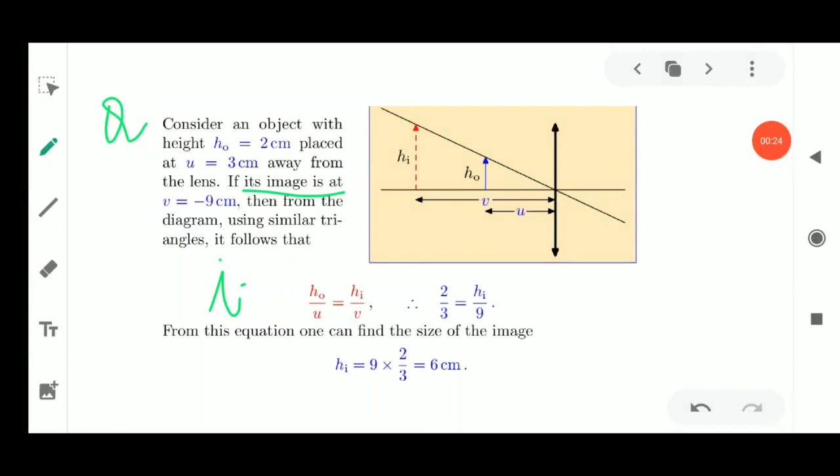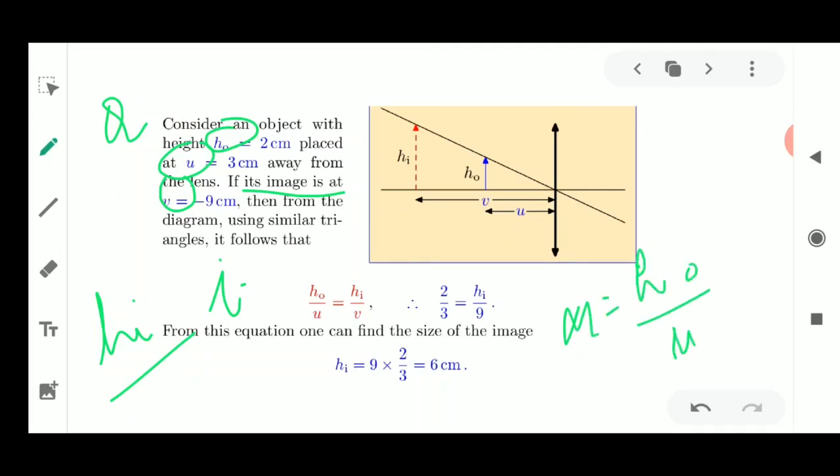You can find out the size of the image. The height of the object is given, u is given, v is given. You can find the height of the image very easily. You will equate the formula for magnification. As you know, m is equal to hi upon ho, that is equal to v upon u.